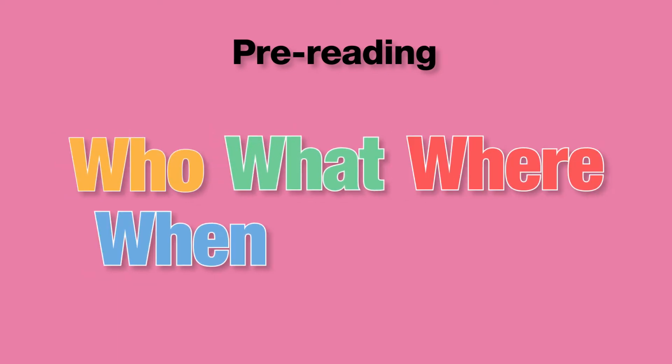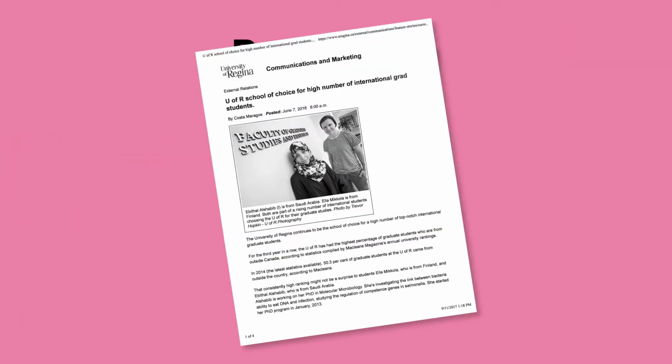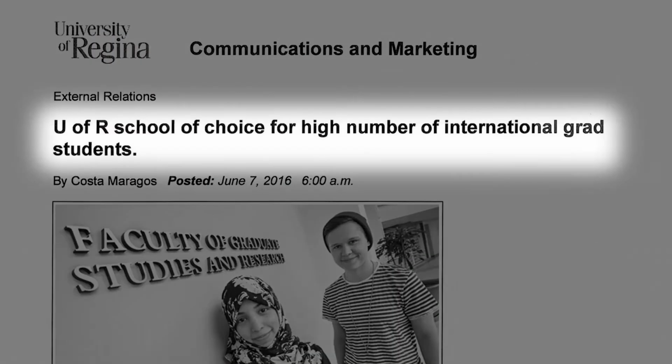Use the 5 W's and 1 H, who, what, where, when, why, and how, to help you make questions before you even start the text. To help you form your questions, you can employ some pre-reading skills. First, look at the title. Titles are a wealth of information. They give us many clues about what we will read or provide us a great opportunity to ask pre-reading questions.